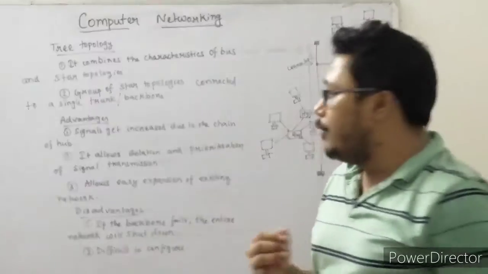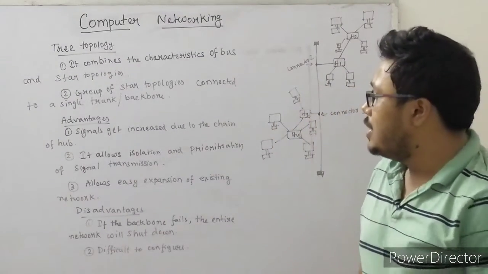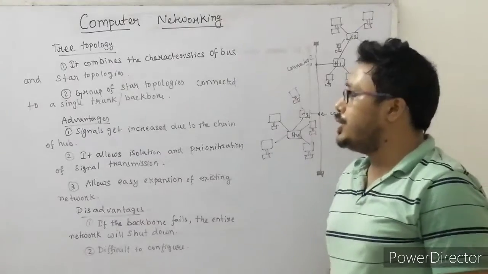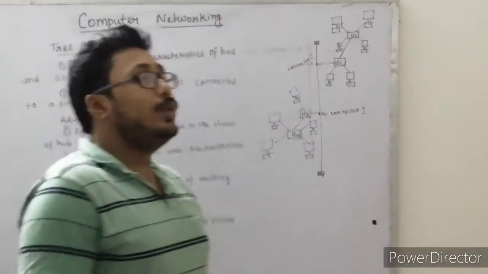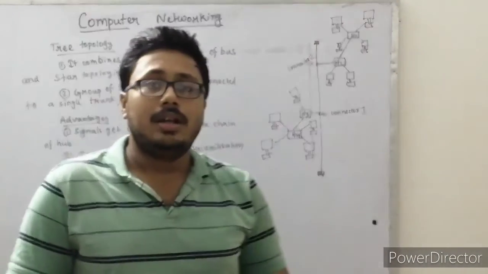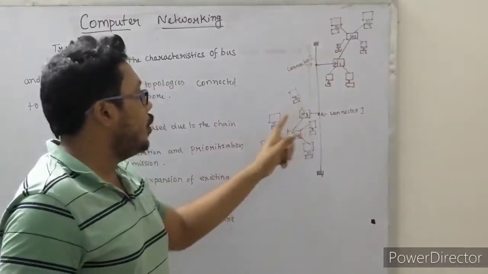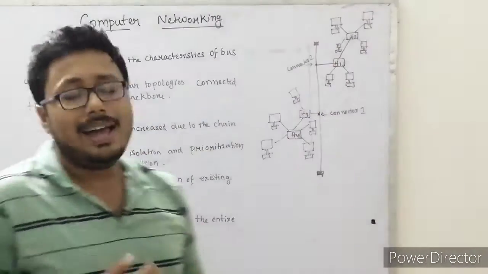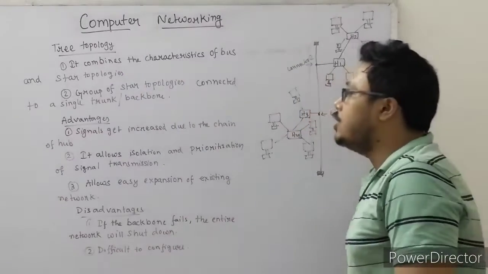Now coming to the advantages section. The first point is signals get increased due to a chain of hubs. See, there are different hubs present in different locations, which enhance the signal transmission. See, there are 1, 2, 3, 4 hubs. So hubs enhance the signal transmission. This is one of the advantages of this technology.